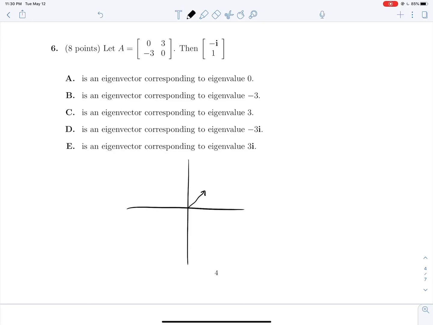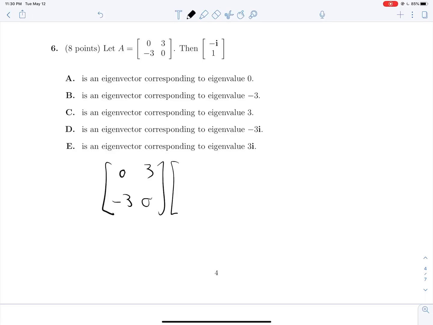Along an eigenvector, when we apply a transformation, if this was our input vector for our transformation, if it's along an eigenvector, it will get scaled by a certain value, and it will stay on its own span during that transformation. So it doesn't get kicked off its own span, and the factor that it gets scaled by is our lambda. That is the eigenvalue associated with that eigenvector. So all that means for us is if we take our transformation matrix and put negative i, 1 in as our input vector, what do we get out?